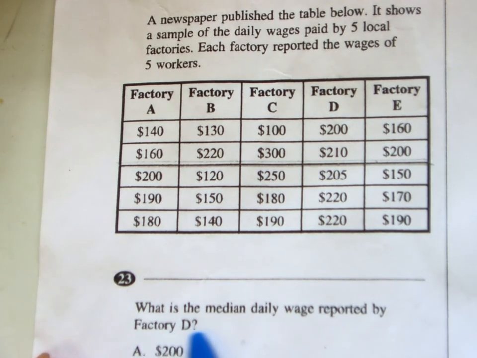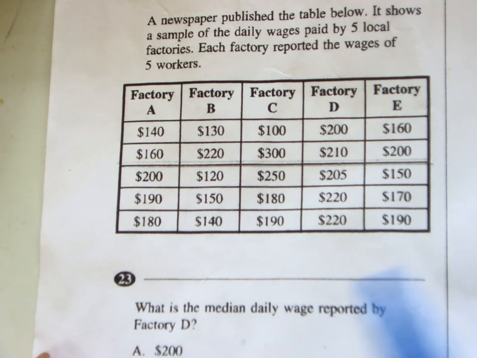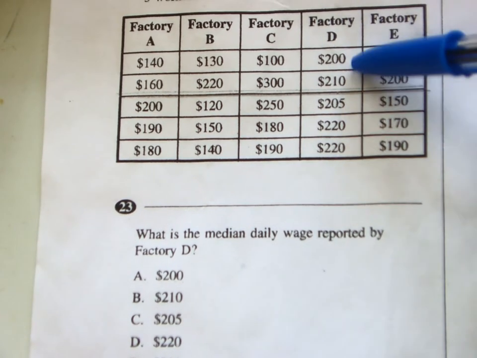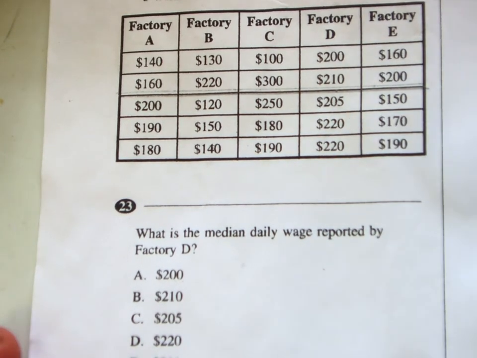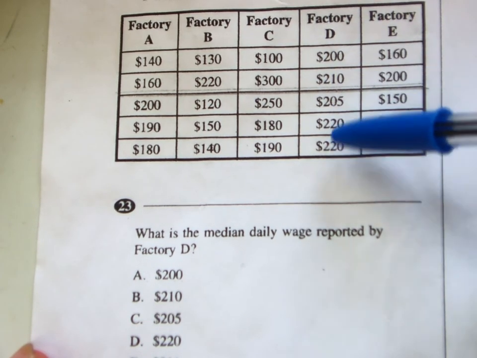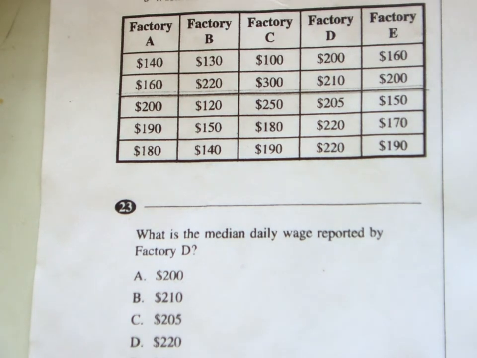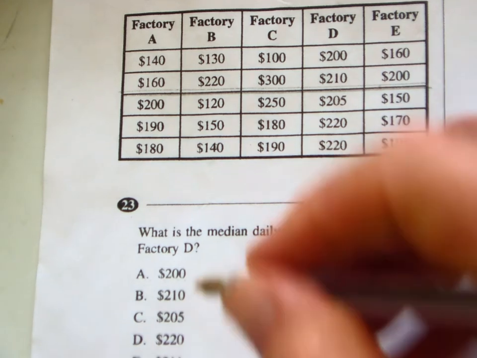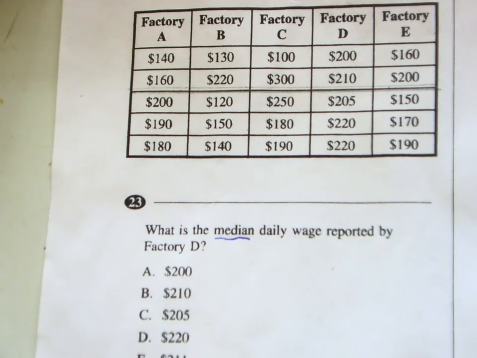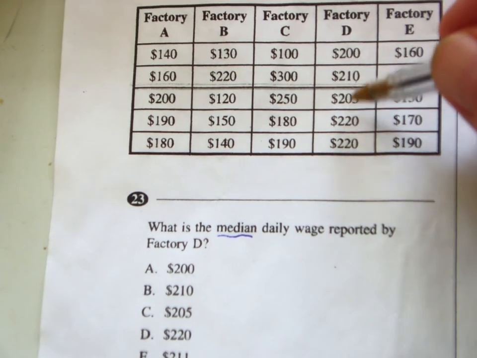First question, what is the median daily wage reported by factory D? Okay, factory D, what's the median daily wage? Now you might think you have to add them all up and divide by 1, 2, 3, 4, 5. If you did that, you would be finding the mean daily wage, the average daily wage, the mean. We don't want the mean, we want the median. The median is the wage in the middle if you put them in order. So the middle would be the third one because there's 1, 2, 3, 4, 5.